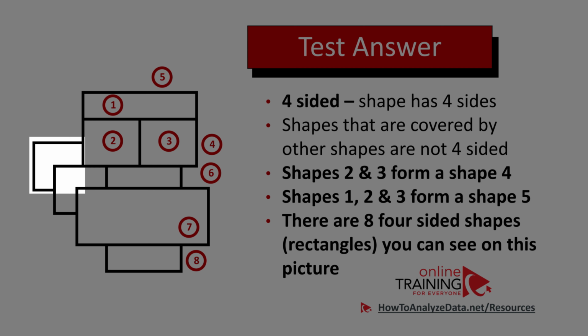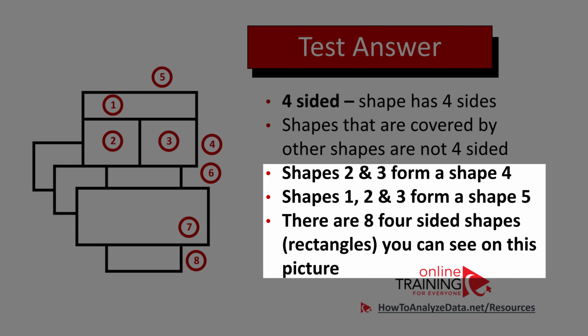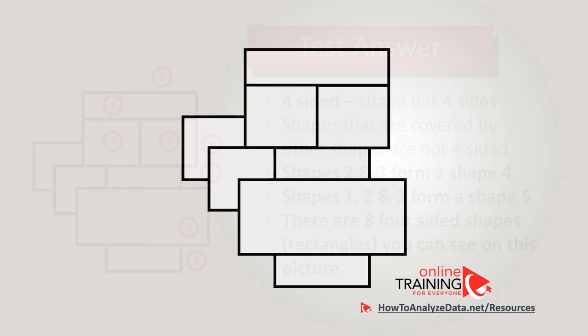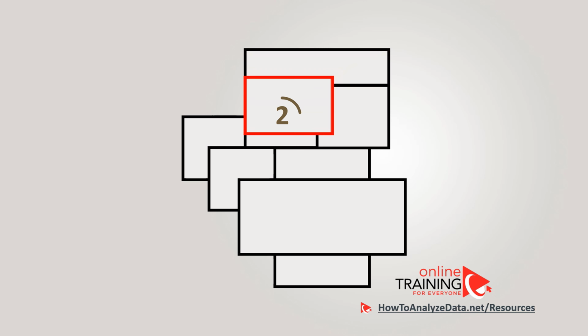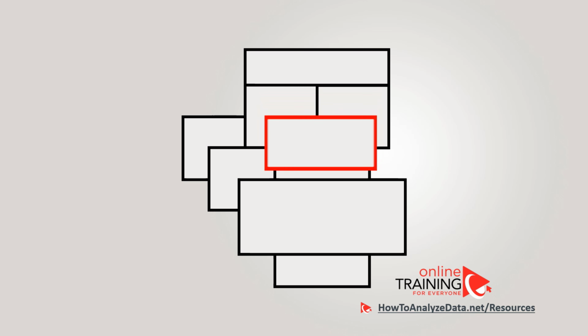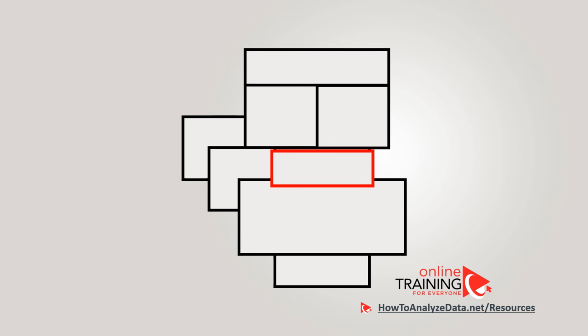The key to answering this question is to make sure that you didn't miss any shapes. In fact, it's so easy to miss because some shapes are inside of the other. Let me show you all 8 shapes here on this picture. 1, 2, 3, 4, 5, 6, 7, and 8.